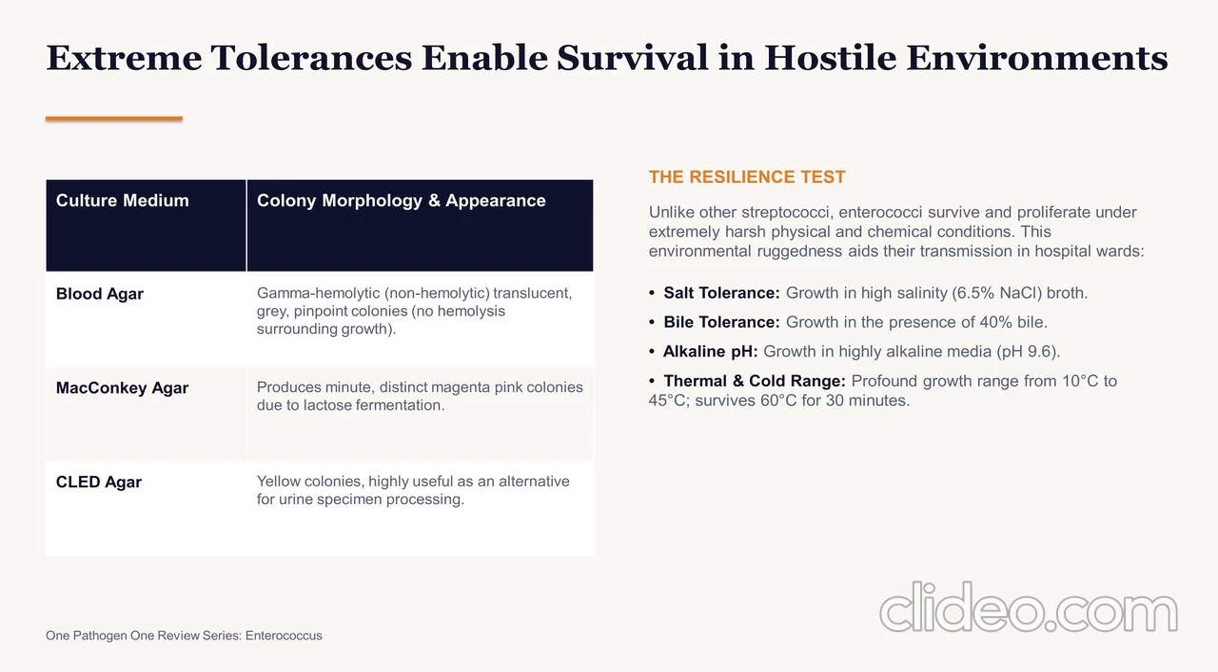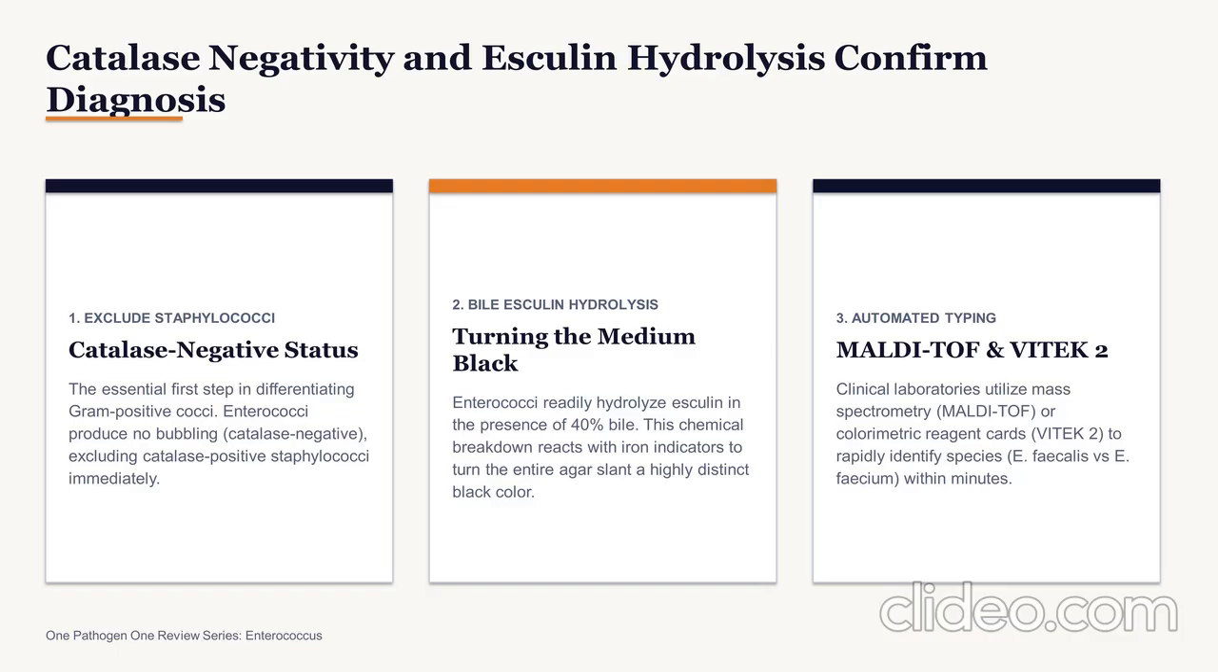First are catheter-associated urinary tract infections, or CAUTIs. Enterococci colonize the catheter surface and ascend into the bladder to cause cystitis, which can occasionally progress to pyelonephritis. Second is infective endocarditis, a highly devastating and destructive infection of the mitral and aortic valves, frequently observed in intravenous drug users or in patients following invasive urinary tract surgical manipulations.